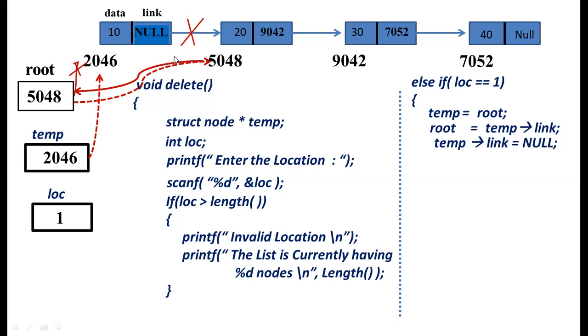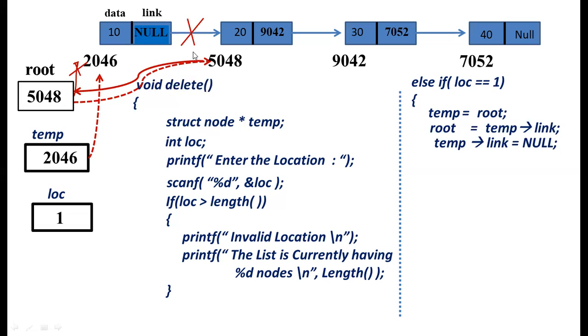So from the left side, no one is pointing, and from the right side, it is not pointing to any node. So here we need to remember one thing. I am repeating once again here. When we are deleting the node, we are actually just disconnecting its left link and right link.